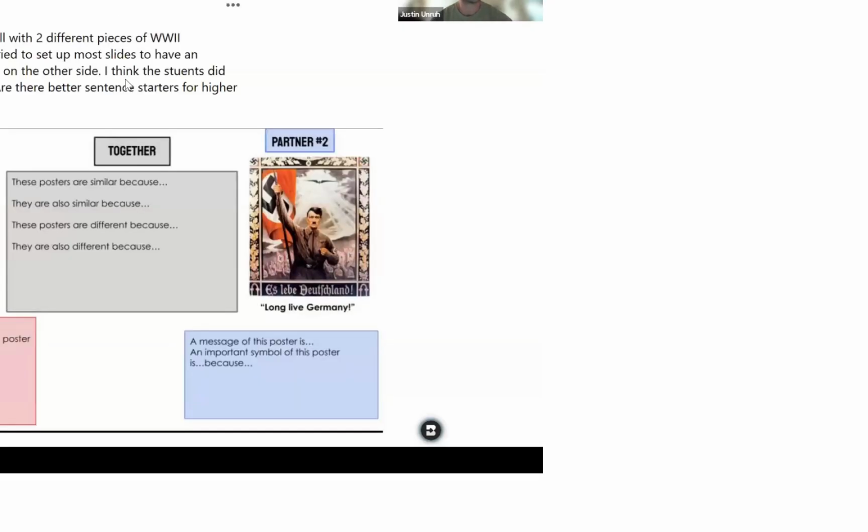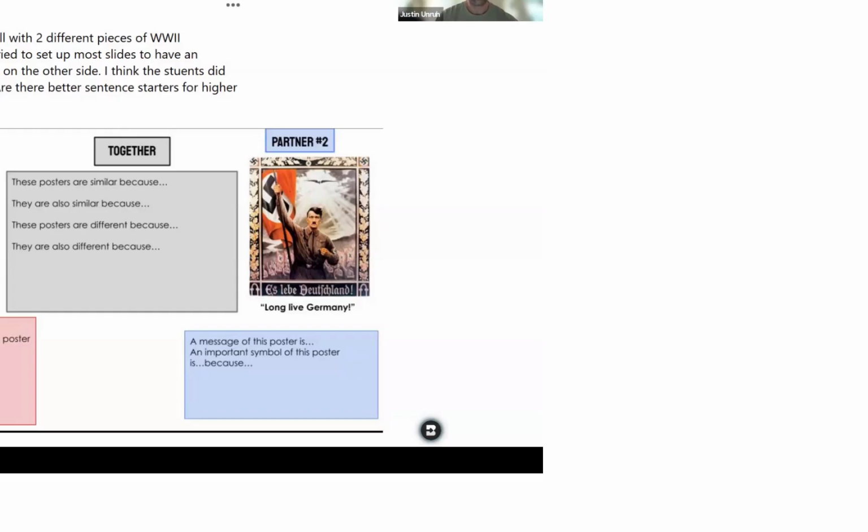Rachel Rose did this first attempt 10 slide face off. This is how she did it. I had 10 slides, all with 2 different pieces of World War II propaganda. We've already looked at it as a class. I try to set up most slides to have an American example on one side and a German example on the other side. I think the students did really great, but I'm just looking for some feedback.